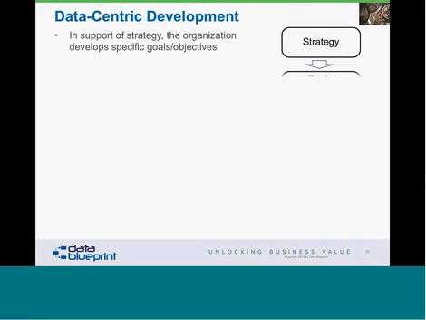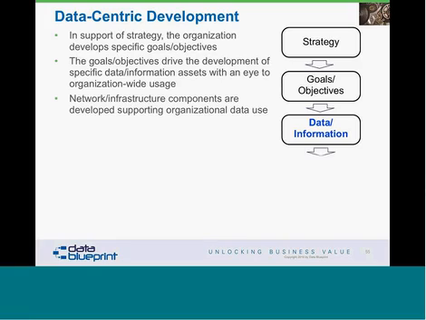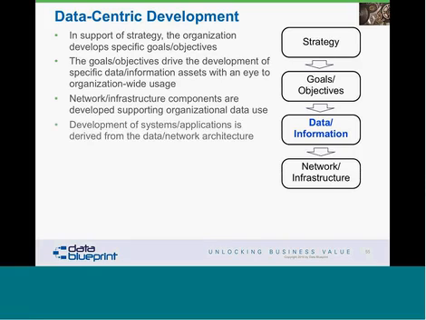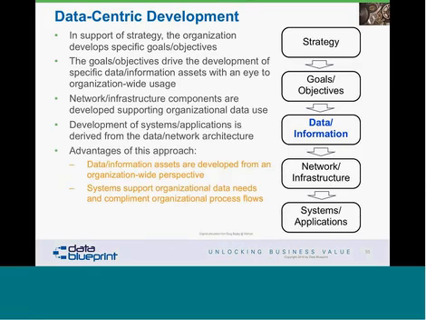In a data-centric fashion, we take the same first two steps. We still want strategy and goals and objectives, but if the next step we take is our data and information needs organization-wide, then this can help us determine whether or not the software packages and the network solutions that we're looking at are in fact capable of meeting these organizational needs. If we do it this way, the data and information needs are described from an organization-wide perspective. The systems support the data needs and complement the organizational flows, and we can finally get maximum data and information reuse. Now, just a little word on this.